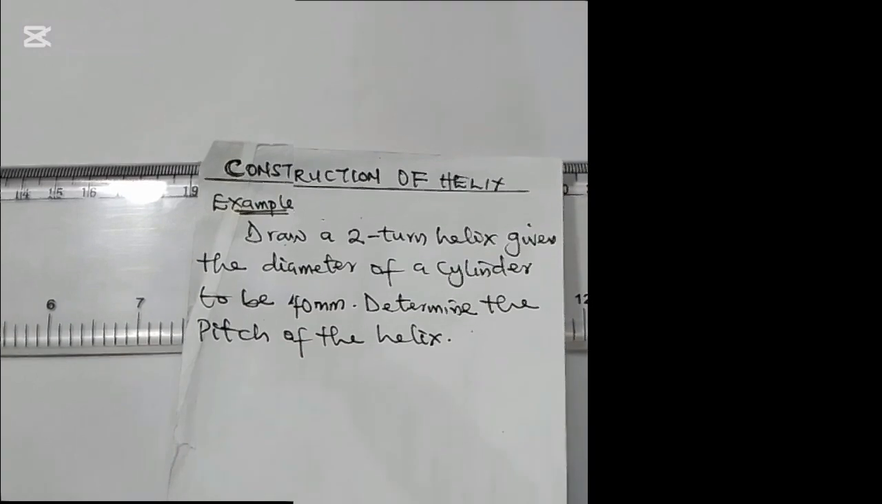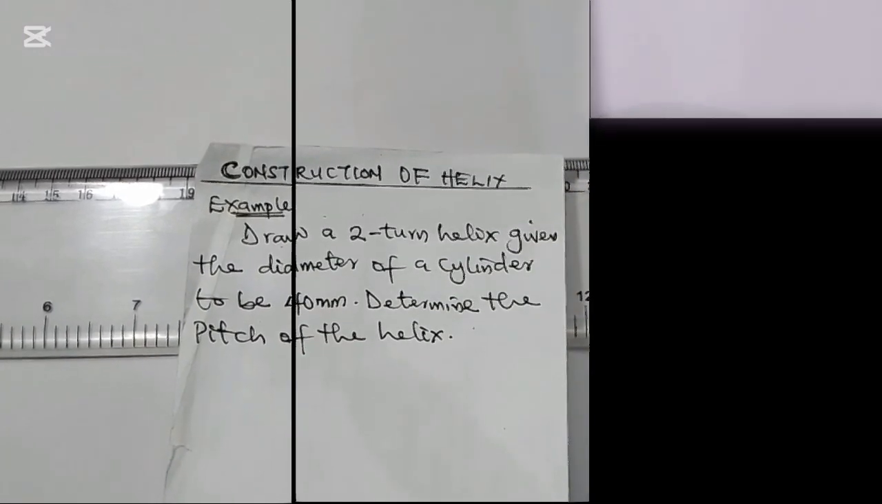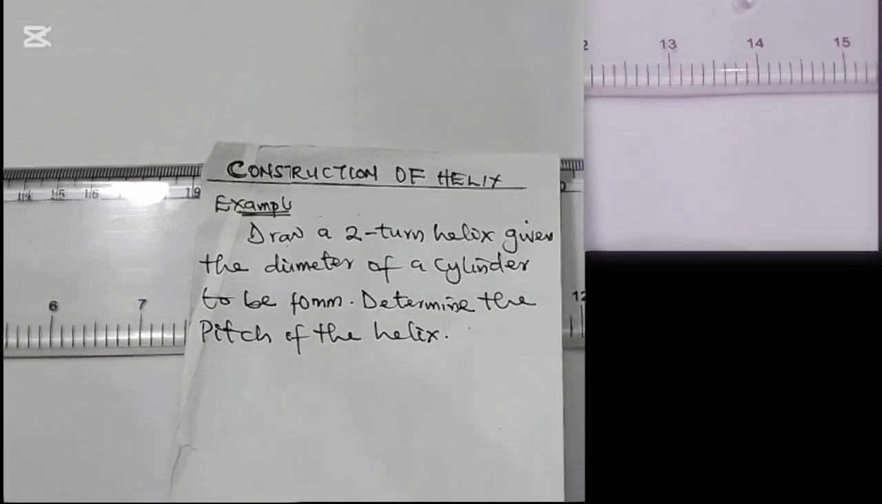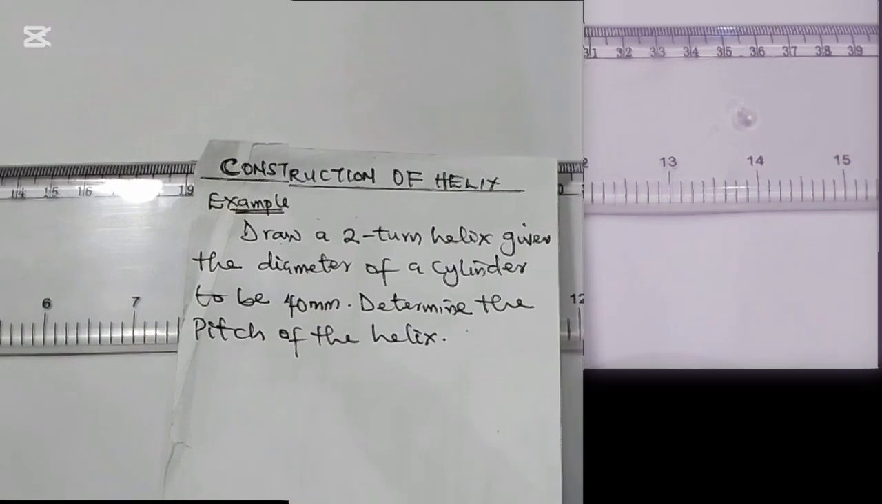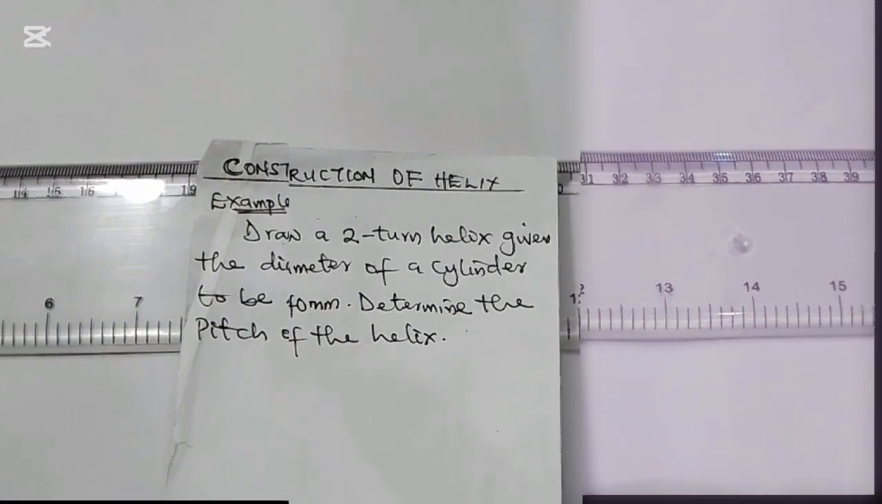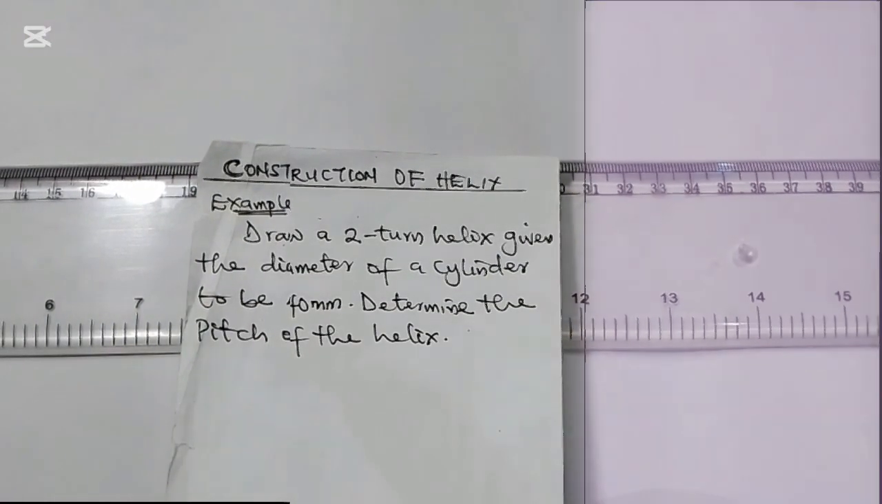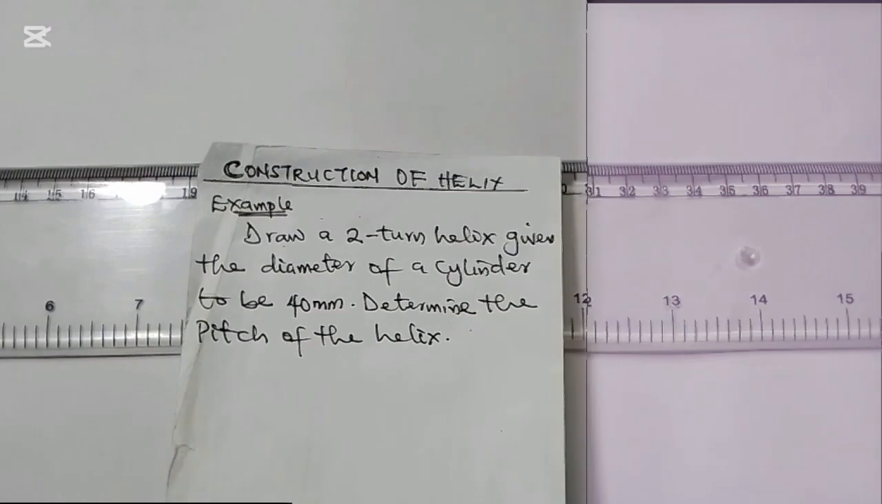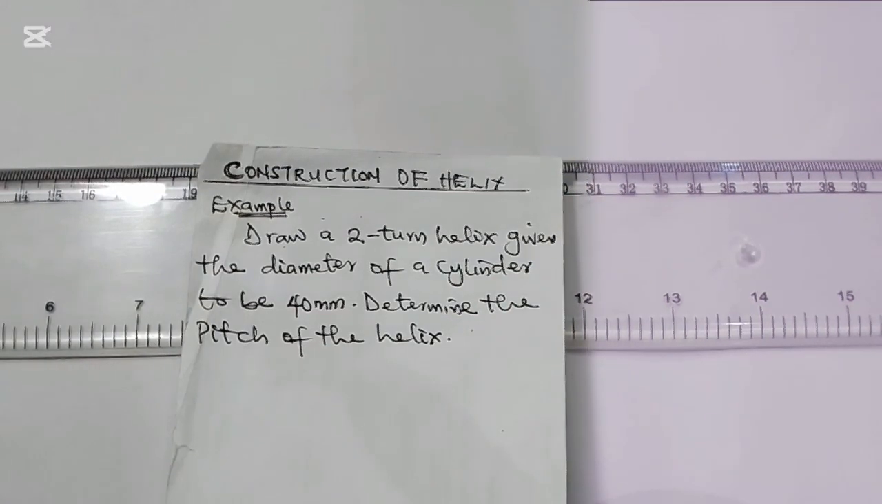In this video today we'll be looking at construction of helix, how to construct helix. First of all, let's try to define helix. A helix is the locus or path traced by a point on a revolving or rotating cylinder. A complete revolution of the cylinder is what we call the pitch.